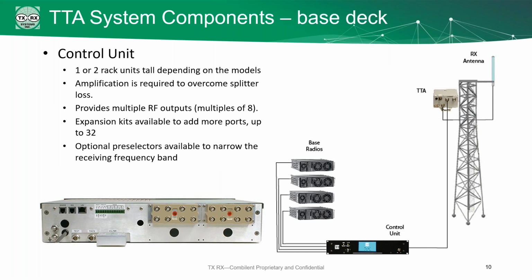The second portion is the control unit. And this control unit is about 1 to 2 rack units tall, and it's mounted in the equipment shelter. It also has an amplifier to overcome whatever splitters it has inside of itself. And it provides multiple outputs. Typically, we start with 8, but we can expand this all the way up to 32 outputs. So you can service 32 radios with one control unit.